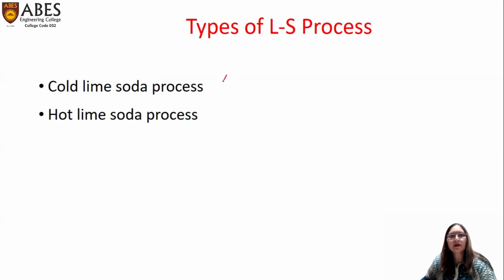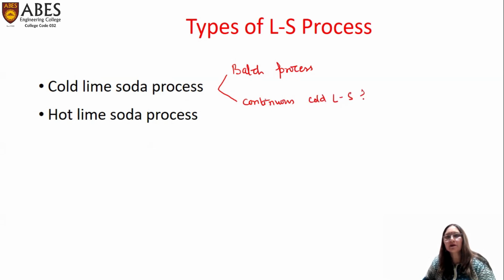Cold lime soda process is of two types. Number one, batch process, and second is continuous cold lime soda process. Cold means at room temperature. This reaction is complete at room temperature, like 25 or you can say 35 degrees centigrade. Hot lime soda process is complete near the boiling point. So there is no requirement of coagulant for the precipitation.